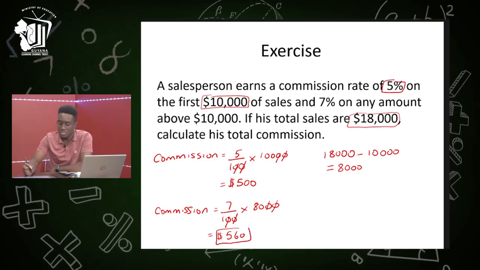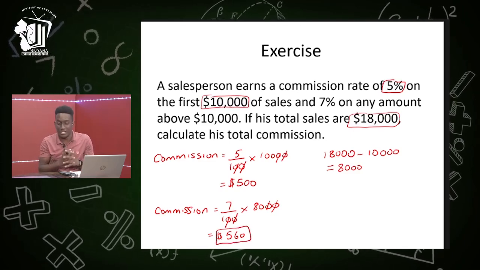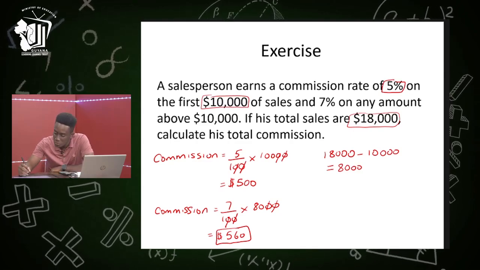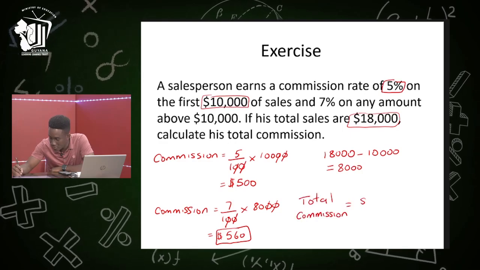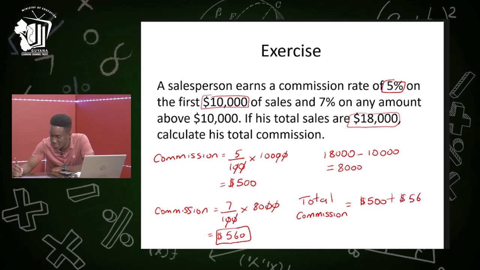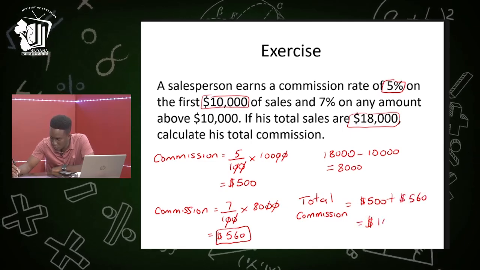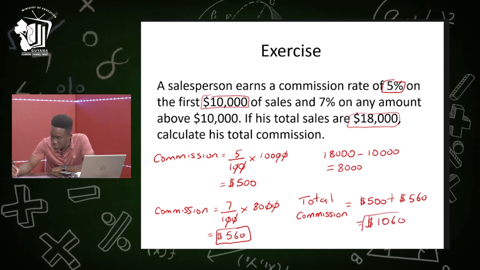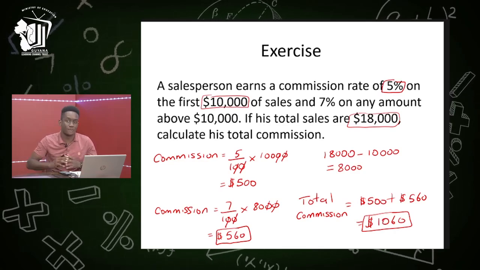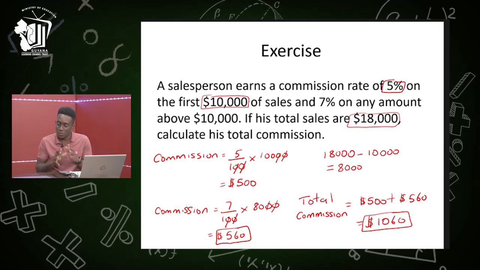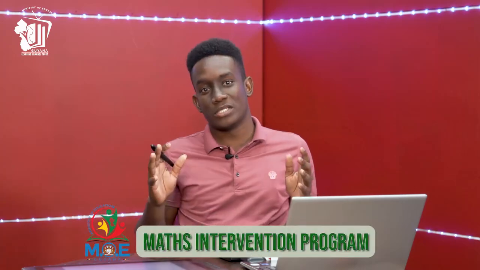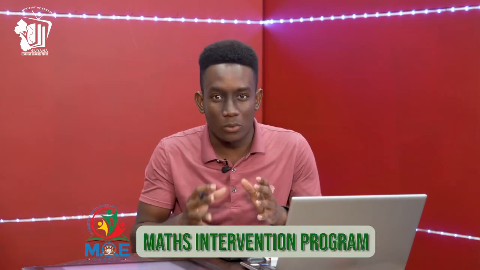$560. So we saw for the first set of commission, he gained 500, and for the second set of commission, he gained $560. So his total commission would be 500 plus $560, and this will give us a total of $1,060. So his total commission after finding the 5% on the first 10,000 and 7% on the remaining was $1,060.